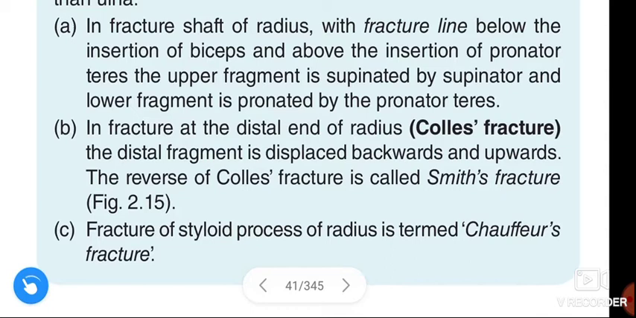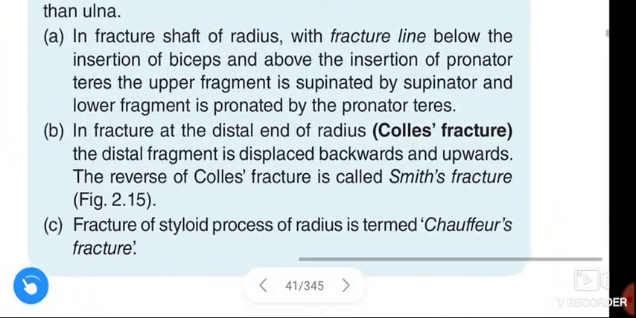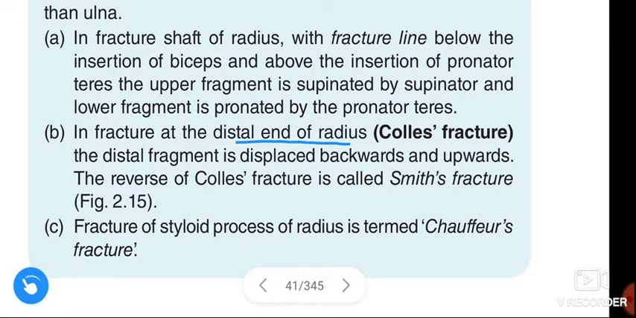In fracture at the distal end of radius, we call it Colles fracture. The distal fragment is displaced backwards and upwards.